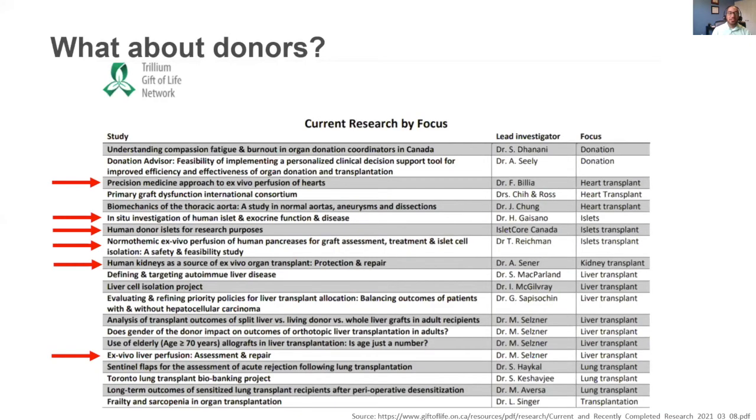But it does beg the question, what about the donors? And so, as Maureen was saying, there are interventions now that are being performed on the donor side of the ODT spectrum. This slide isn't any sort of scientific analysis by any means, but it's a screenshot I took from the Trillium Gift of Life Network's website, outlining their current research by focus. I put in some red arrows highlighting a few of these focuses that are looking at interventions performed on the donor. Again, we're starting to see a bit of a shift in the focus of research to include more research on the donor side.